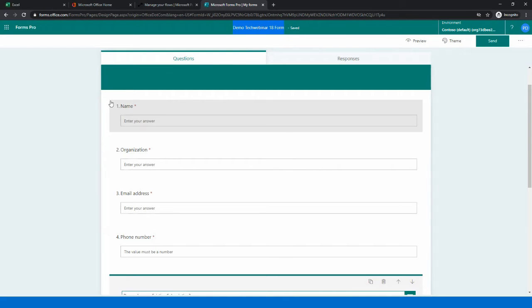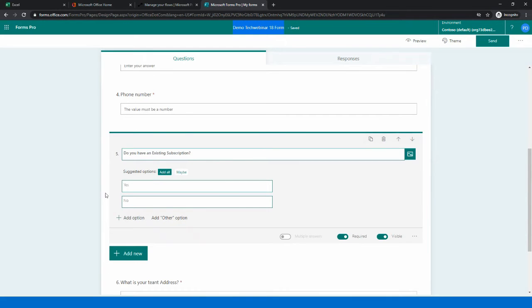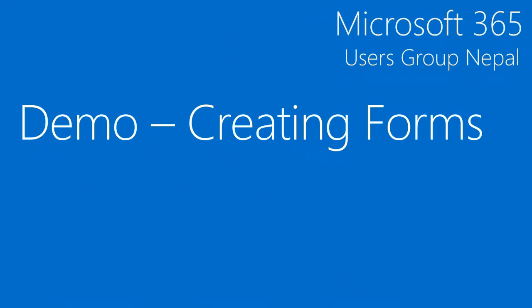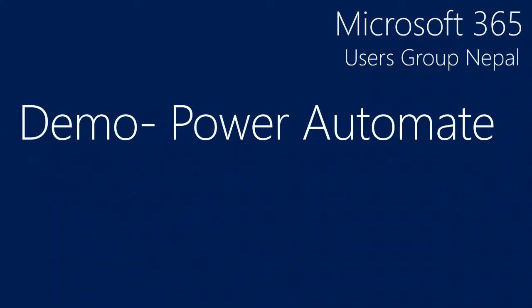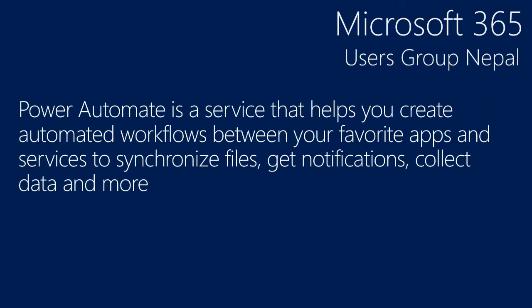And this form, whatever they just enter over here, should get stored in my Office 365 Excel. Before going further, what we are going to do over here is introduce Power Automate. So what is Power Automate? Power Automate is a service that allows us to create a workflow between different applications in Office 365.